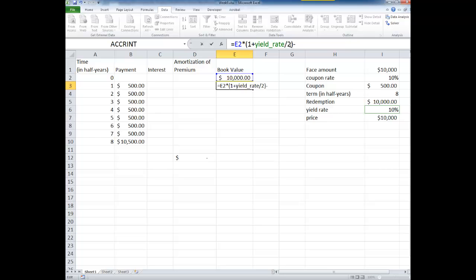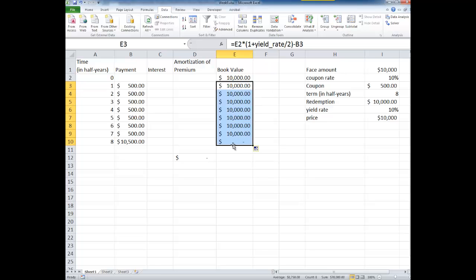And then subtract the payment, and that would give me the outstanding loan amount at time 1, 6 months from now. In this case, because I made the yield rate equal to the coupon rate, those coupons are exactly paying the interest that would be due on this loan, but no principal, and therefore the outstanding loan amount stays at $10,000.